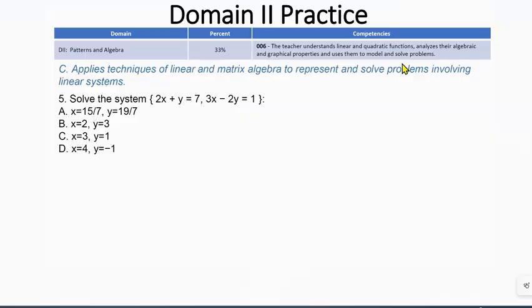Question number 5, it says it's competency 6, domain 2. Applies technique of linear and matrix algebra to represent solved problem involving linear system. Here we go. Number 5. Let's solve this. Okay.